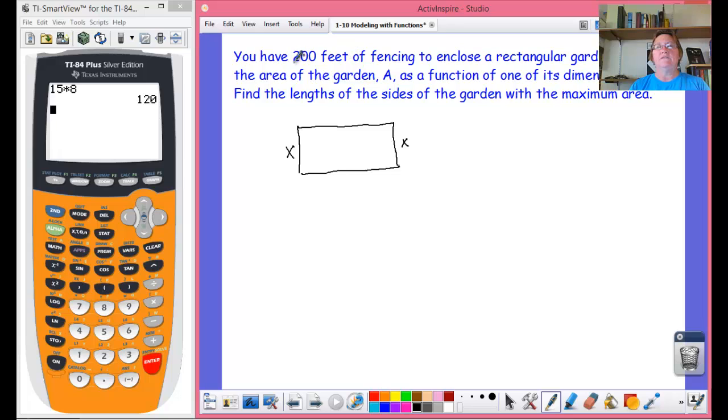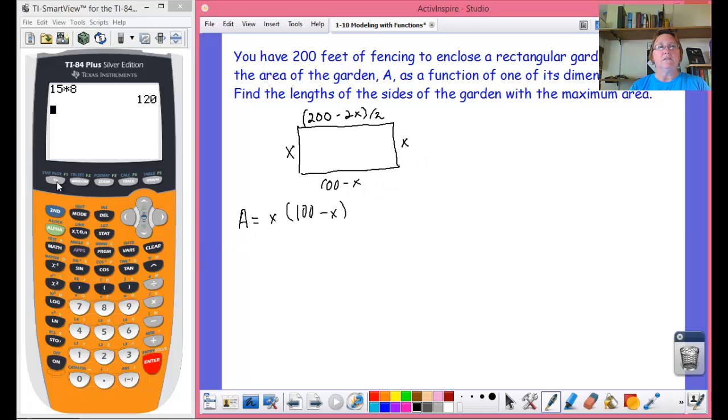And if you think about that 200 feet of fencing, this would have to be 200 minus 2x but cut in half because there are two sides that need that. And just doing the arithmetic there, that makes this 100 minus x. So now we have an expression for each side, and we are supposed to come up with the area of the garden. Area in a rectangle is length times width, or x times, in this case, 100 minus x. We are to find the lengths of the side of a garden with maximum area.